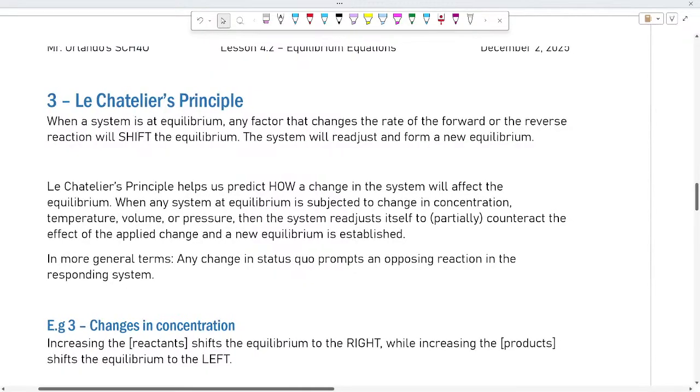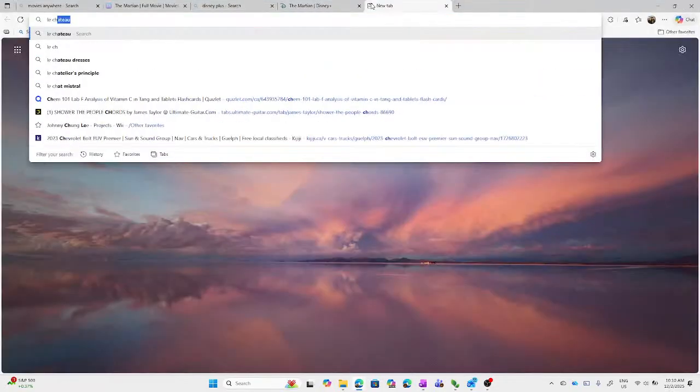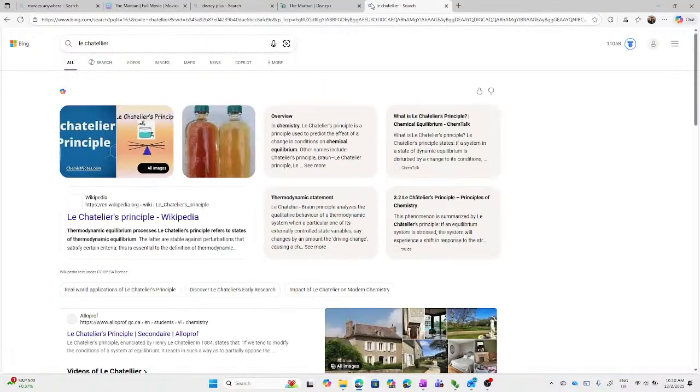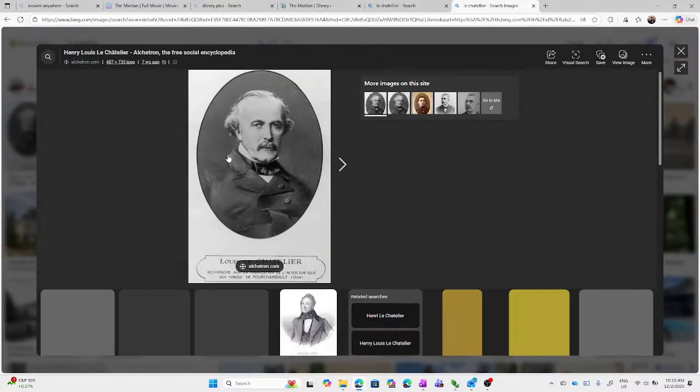Now, as a great segue from your question, we're going to lead into something called Le Chatelier's principle. I have this long-standing tradition of making sure we include a photo of anyone something is named after. So let's find ourselves Le Chatelier. Like the actual guy. Henri Louis Le Chatelier.